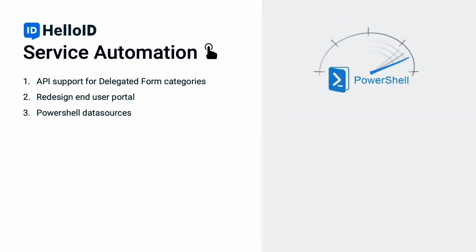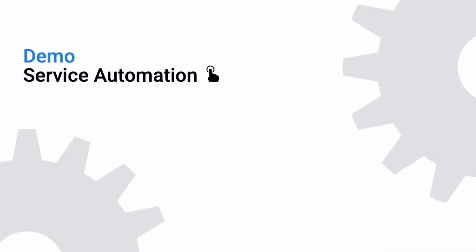The last new item of this release is PowerShell data sources. This is a new type of data source in addition to the existing static and task data sources. With a PowerShell data source, we have also released a new service automation agent. Right now, the service automation agent only executes PowerShell scripts from the new PowerShell data sources. Let's demonstrate these new features.